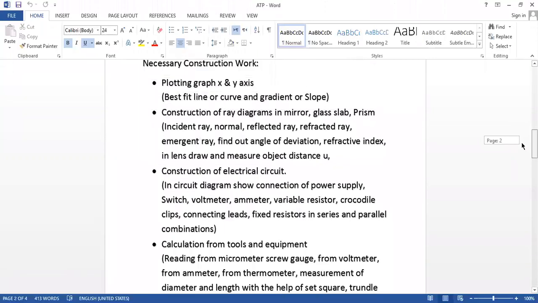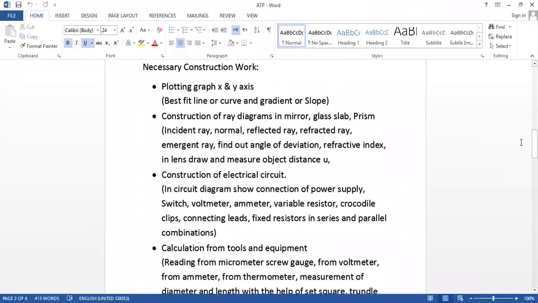Now you can see in this paper you will do some construction work. Construction work is about plotting of graph. You will draw a graph according to given x and y components value, coordinates value, and in this graph you will make a best fit line or best fit curve.